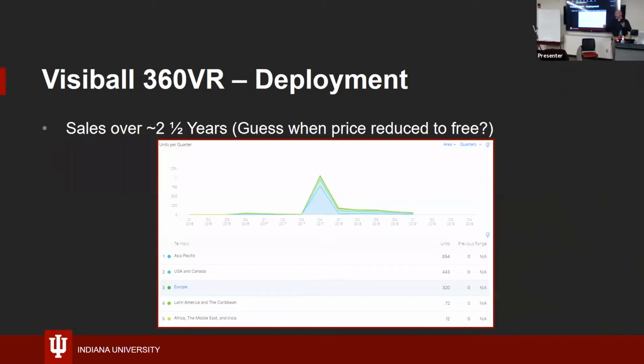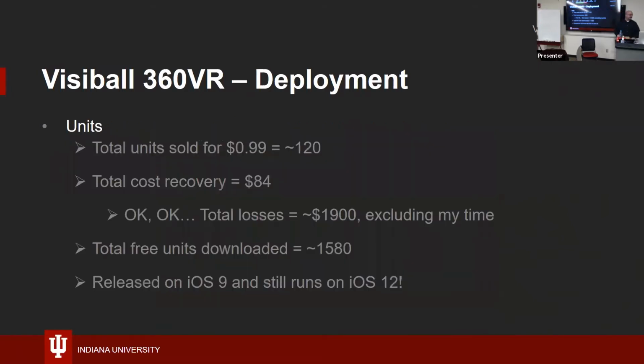But on the same note, anybody listening, if you happen to have a VPN in Australia and you haven't downloaded Visiball, just do me a solid. Go get it from Australia for me. I made $84. Okay, not made. The business people would get on me for that. I recovered $84, or I lost $1,900.